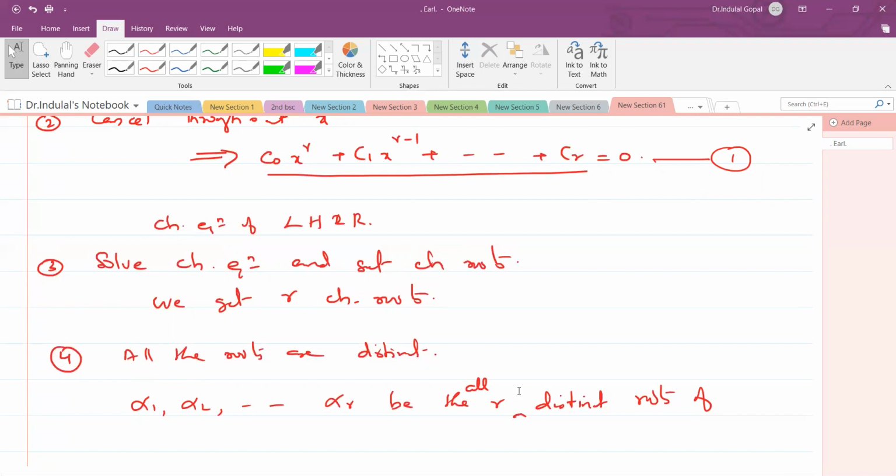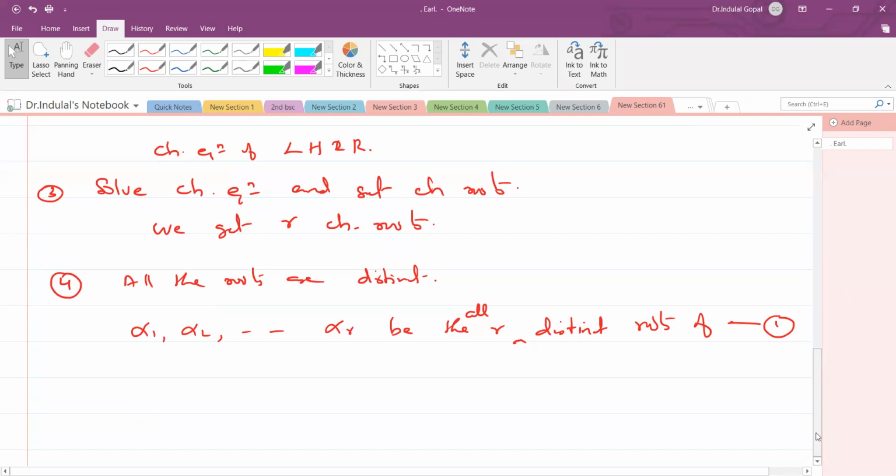Let alpha 1, alpha 2, etc., alpha r be the r distinct roots of equation 1. Then the general solution to the recurrence relation is given by a_n equals a1 alpha 1 raised to n plus a2 alpha 2 raised to n plus etc. plus ar alpha r raised to n.